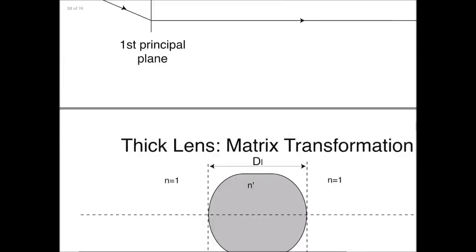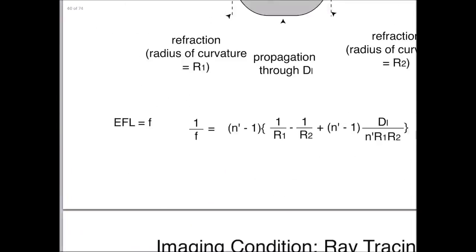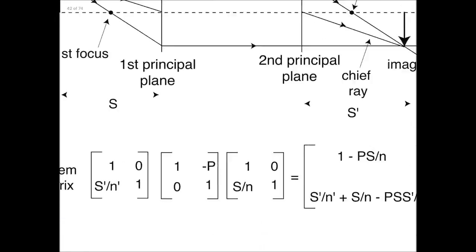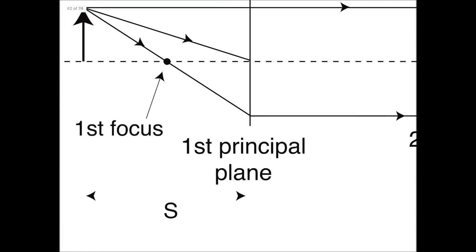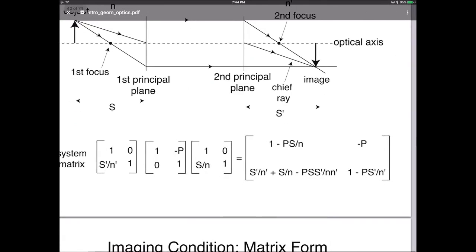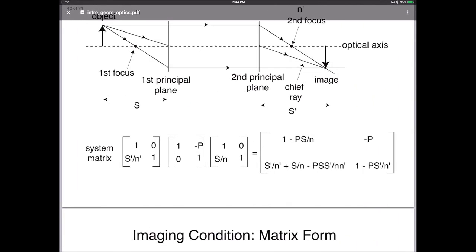So it's 1, minus P, 0 and 1. And then again a matrix for the translation through uniform medium for the first case. So you multiply that and you get the big final system matrix.